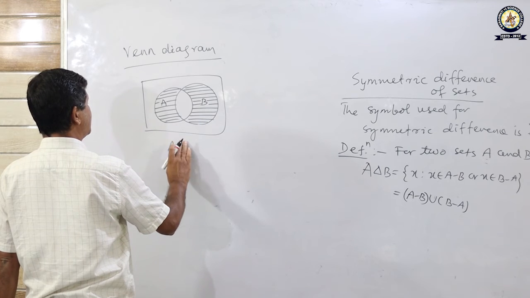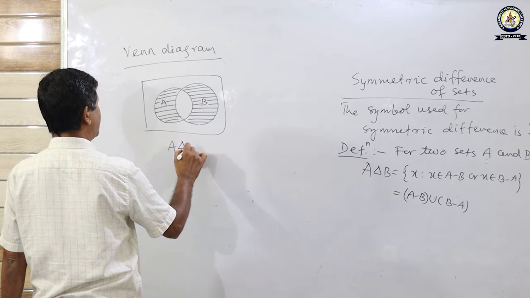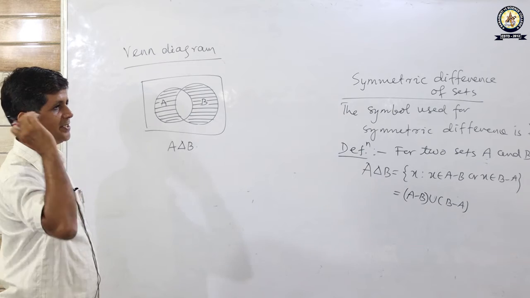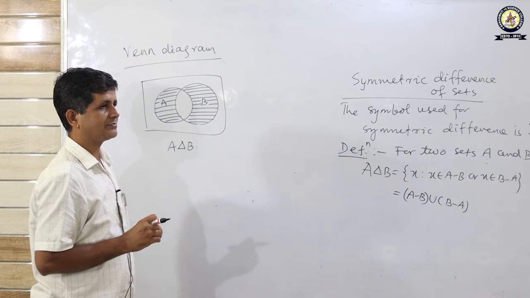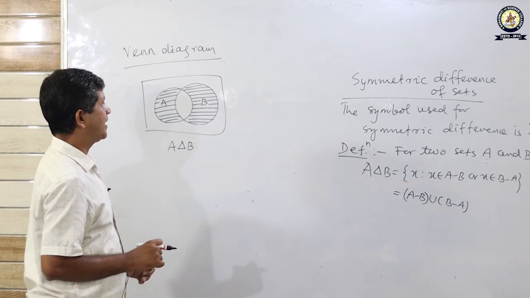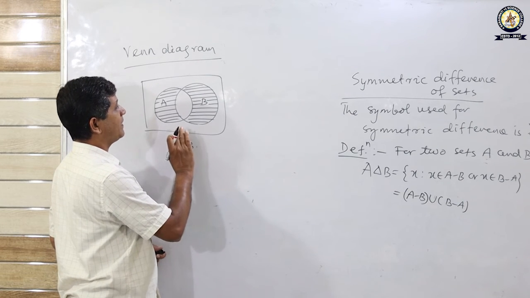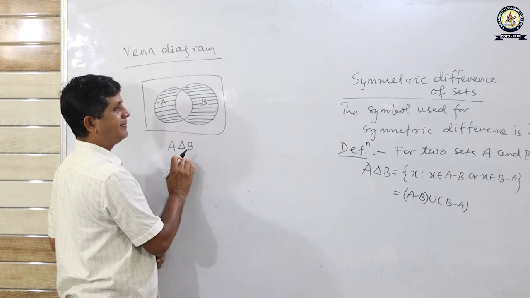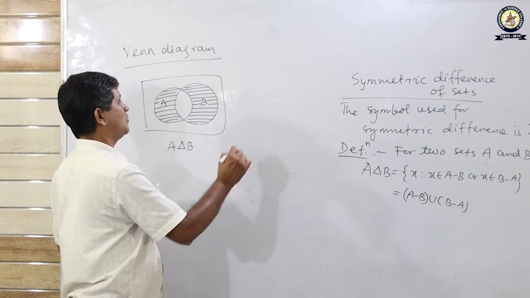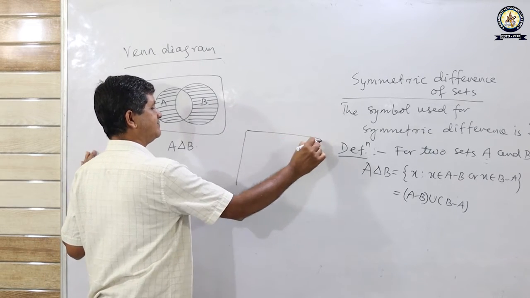And in total, this is A del B. This is A del B. Next, look at the common part of A and B, which is not in A del B. Now come to A del B del C.